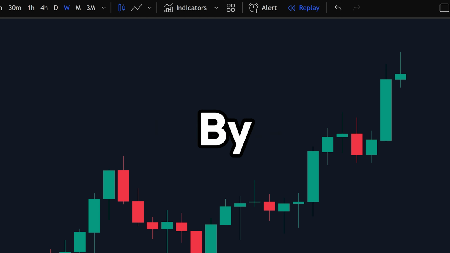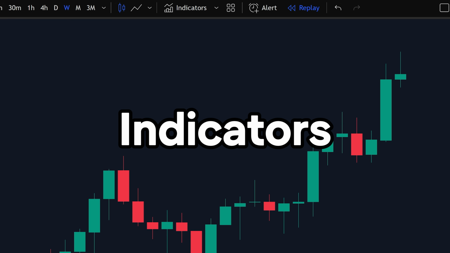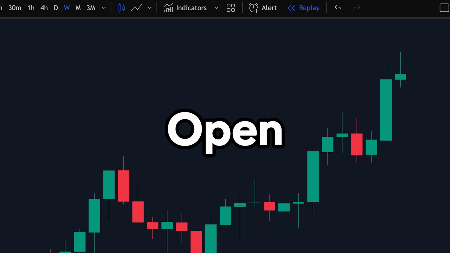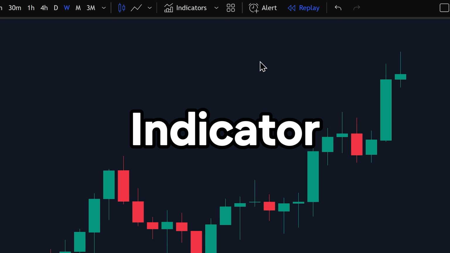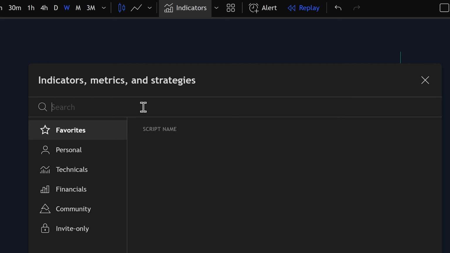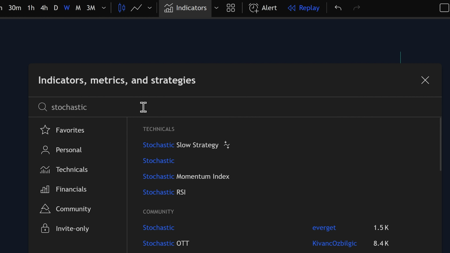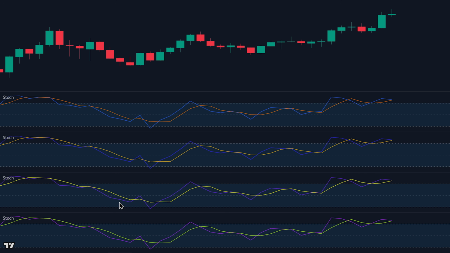First, let's get started by setting up your chart with the proper indicators. You will need the stochastic oscillator. Open your trading platform and go to the Indicators section. In the search bar, type Stochastic. You need to add 4 separate instances of the stochastic to your chart. Once you have added them, adjust the settings for each instance as follows.